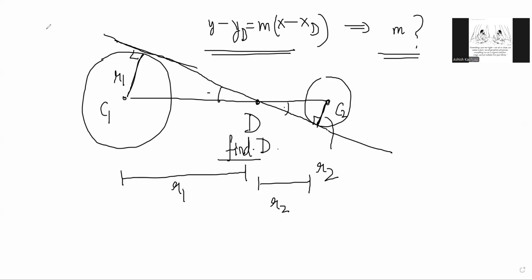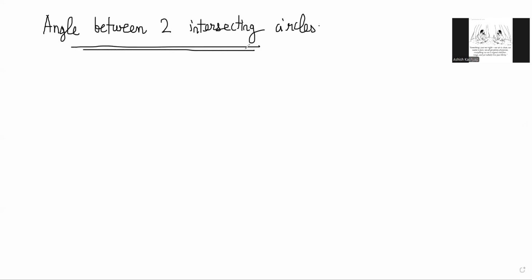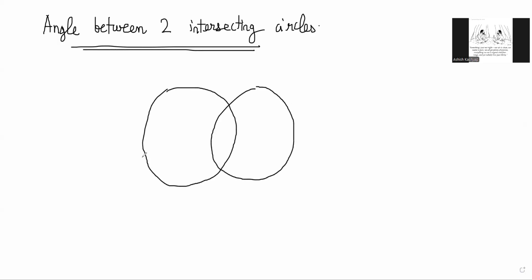The next topic that we have to talk about is the angle between two intersecting circles. Conceptually, you need to understand, let's say this is circle 1 and circle 2. The circles are intersecting, let's call them S1 and S2, with centers C1 and C2. And let's say this is the point of intersection, the point P that we are talking about. We want to find the angle between two intersecting circles.